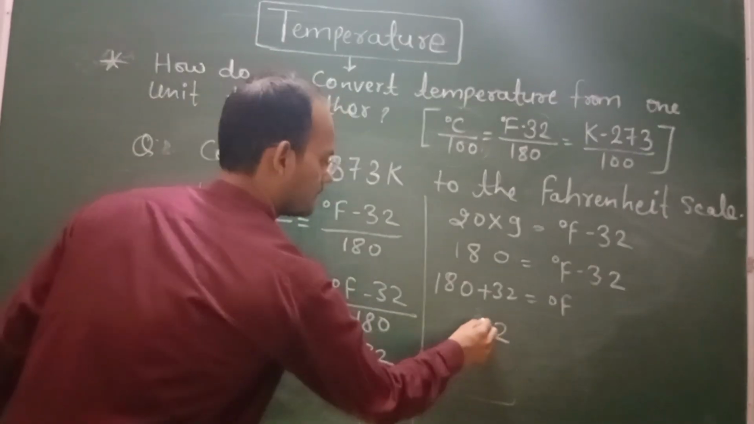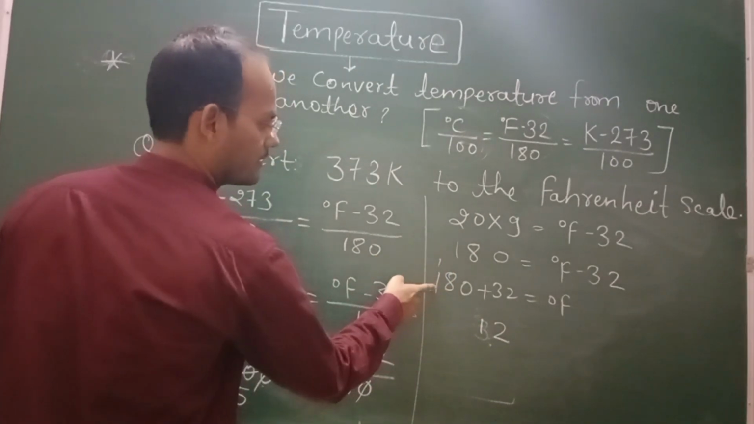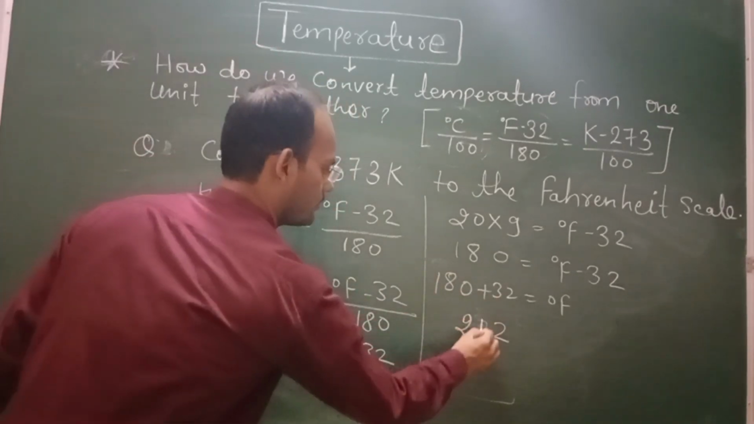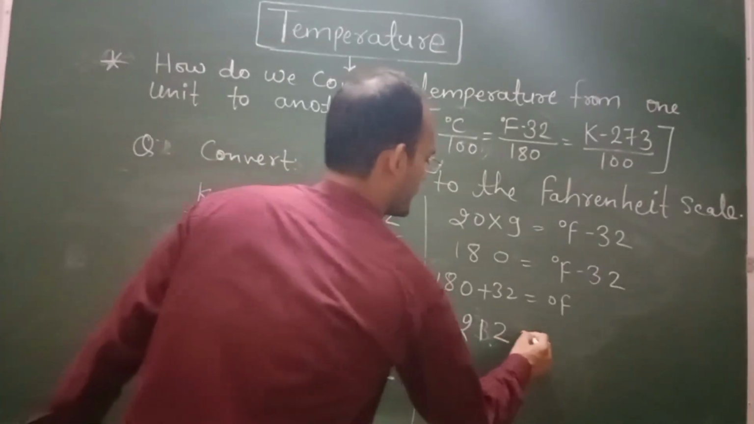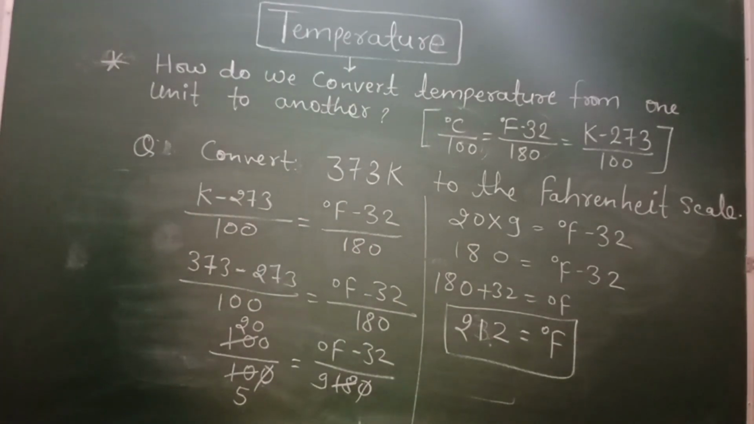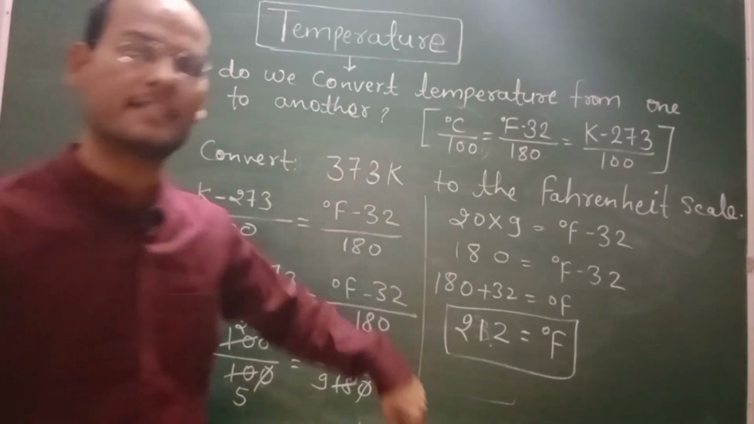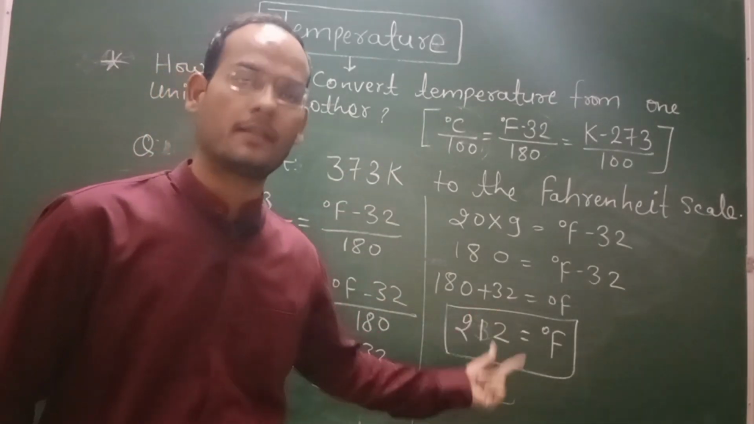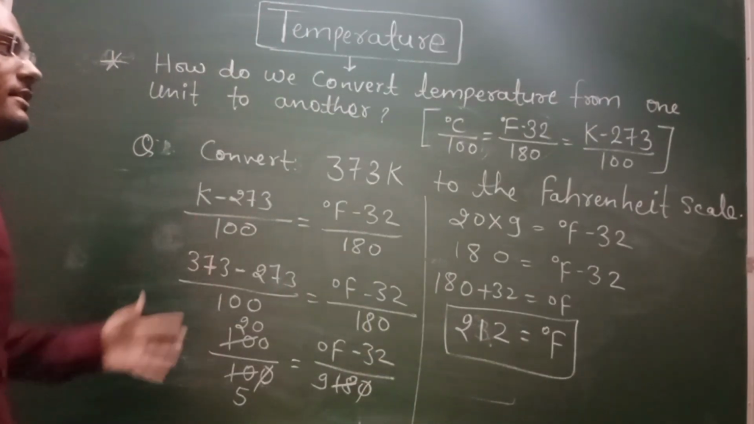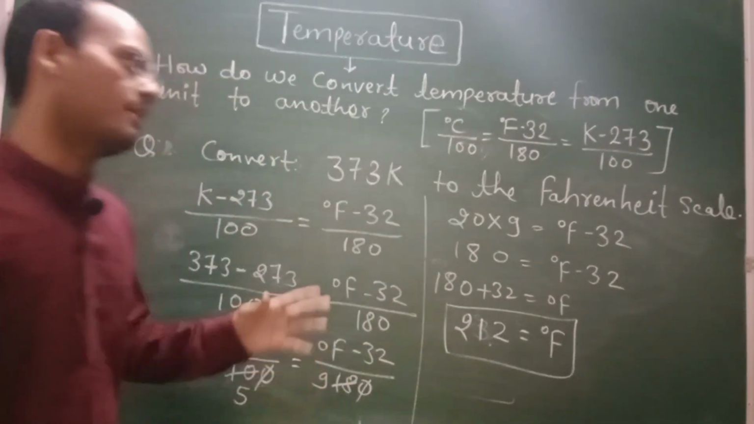11, and the carry 1 remains, and 1 plus 1 is 2. Okay, when we add this value, 212 will come. So this is the degree Fahrenheit temperature. So 373 Kelvin temperature will show in the Fahrenheit scale as 212 degree Fahrenheit. Clear? I hope in this way we can change different types of scales of temperature to other scales of temperature. Clear?